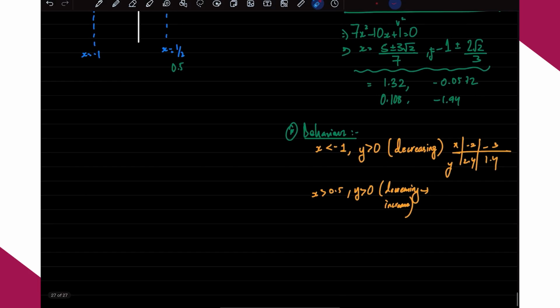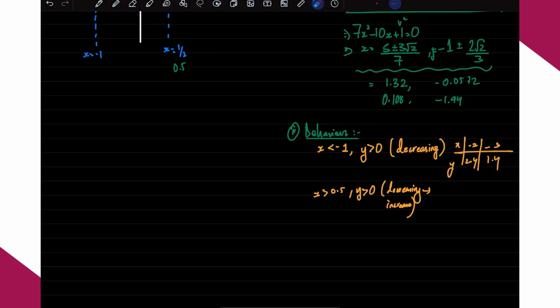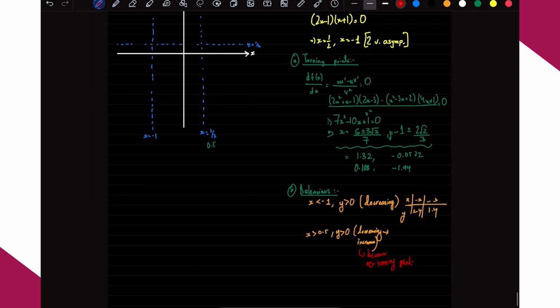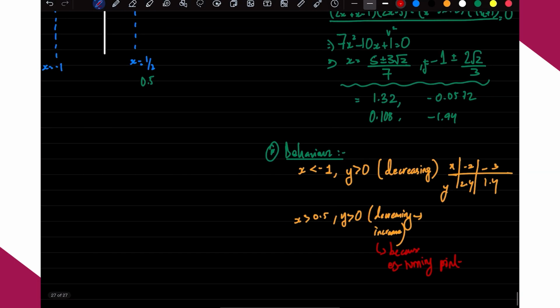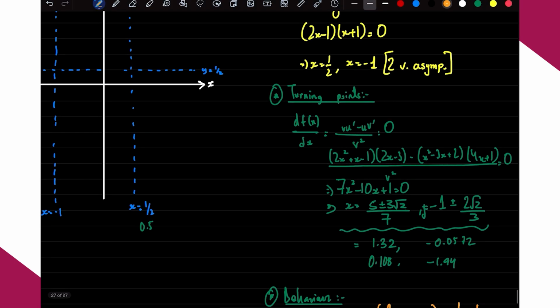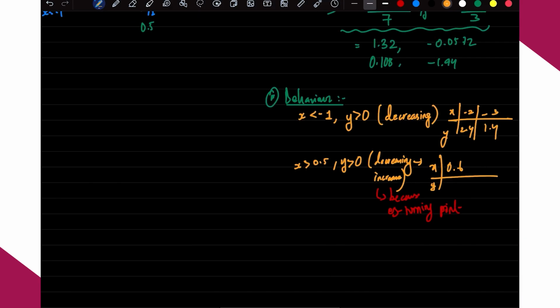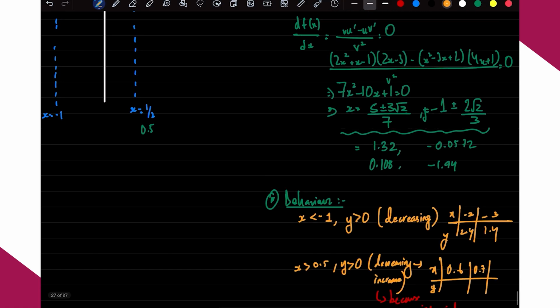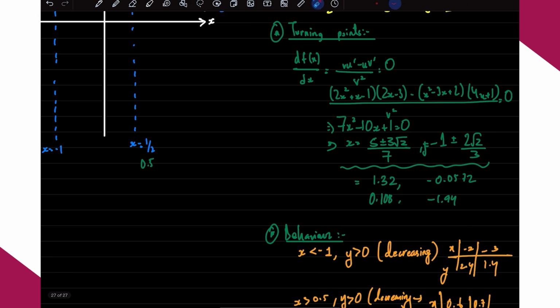So what we are saying is that it's decreasing and increasing because of the turning point. Why is that? I'm going to label it as because of the turning point. If we take two random values of this, x is 0.5, so let's say we take 0.6 and 0.7, and then something greater than the turning point right here, 1.32.